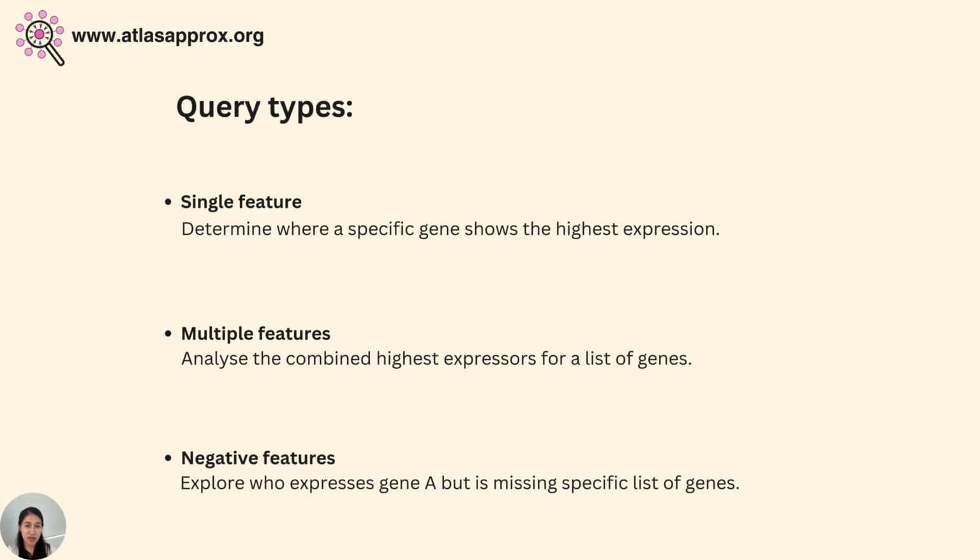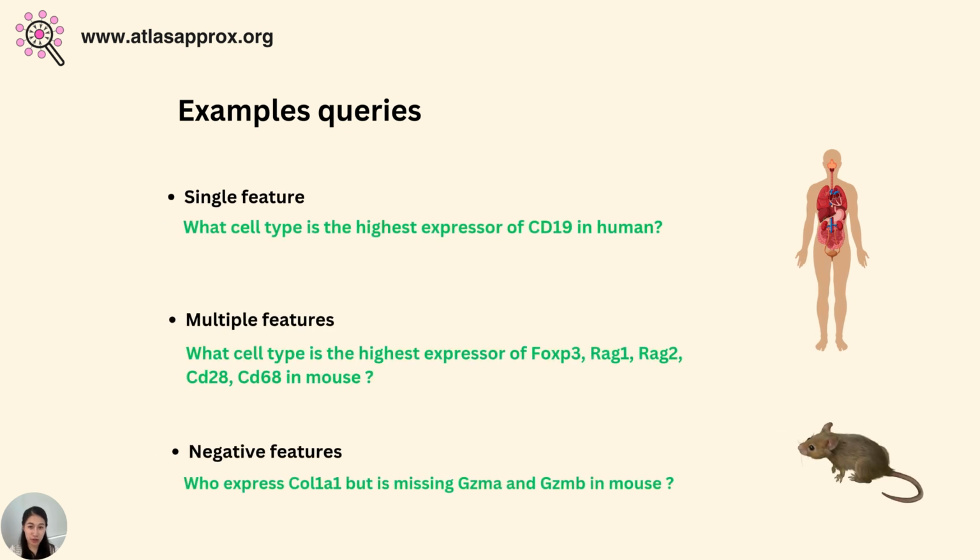And then our advanced query allows you to explore which cell types express one certain gene higher and other specific genes relatively lower. These query types give you flexibility in how you approach your gene expression analysis. In this tutorial, we are going to look at three examples, each showcasing one of these query types.